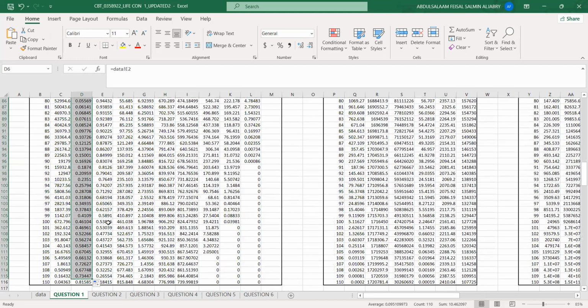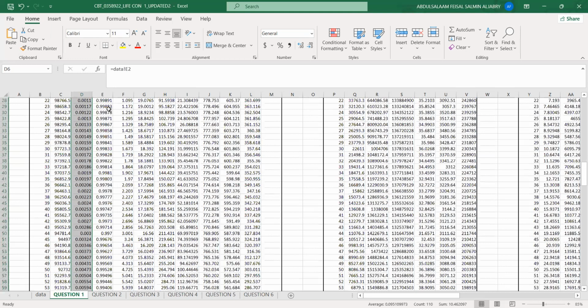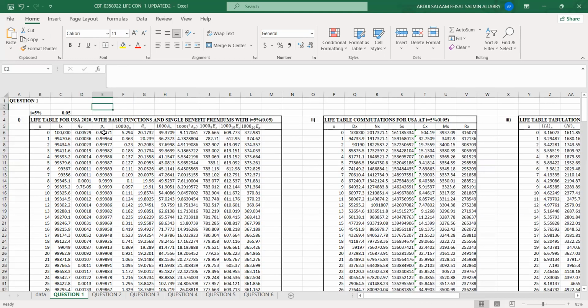Okay, now for the px, the formula is 1 minus qx. So it's 1 minus qx, this one. Then I press enter, just drag all the way down. 1000 qx is basically 1000 multiplied by qx.